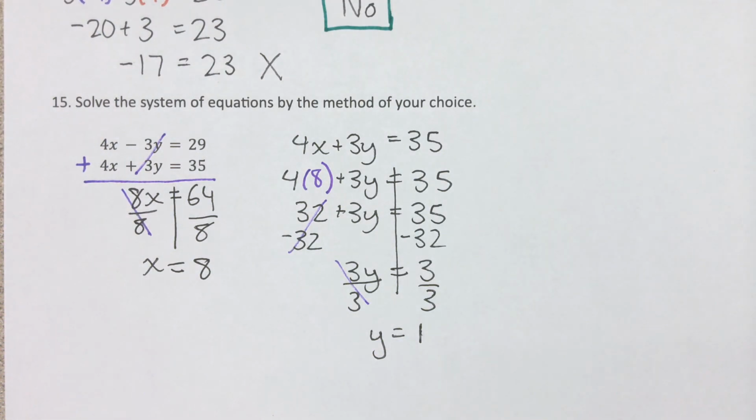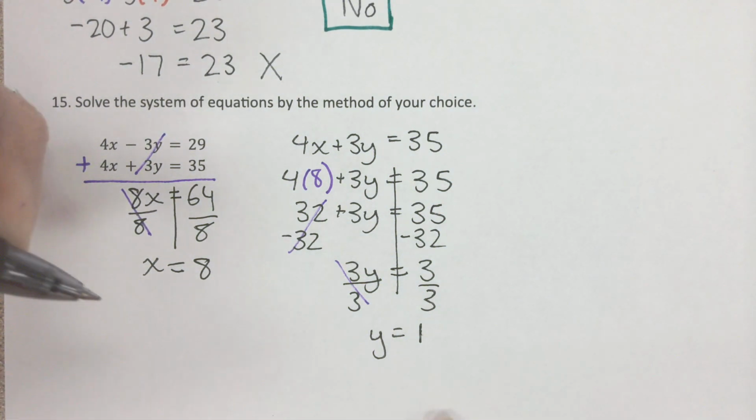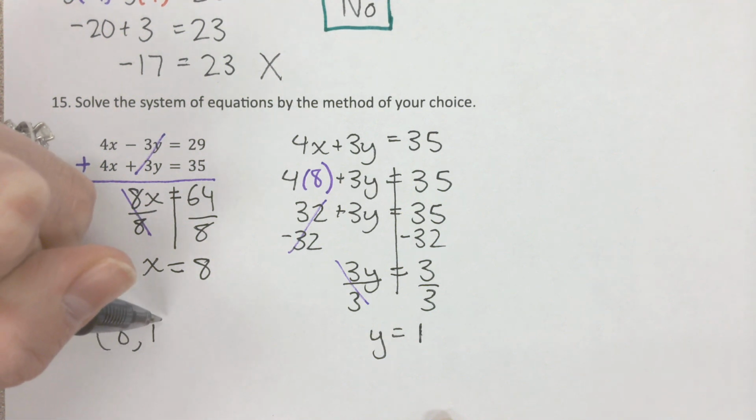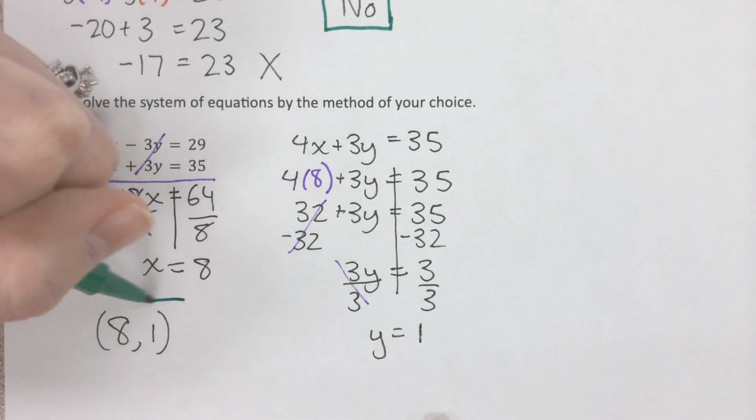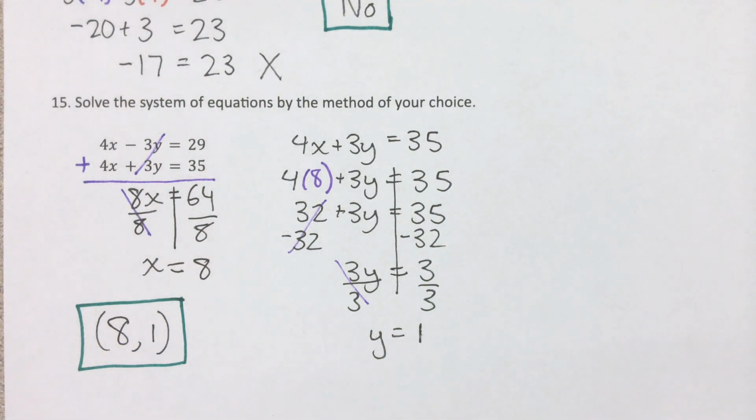So y is 1. So our final answer, remember, you have to put both of these together as a point, x comma y. So our point is (8, 1). Here is our answer. All right, 3 more problems.